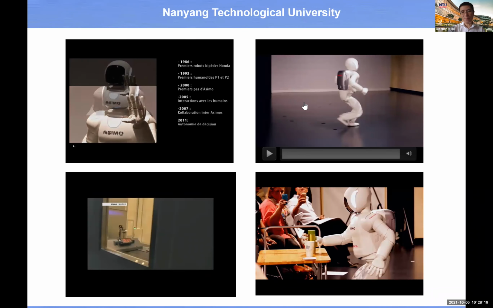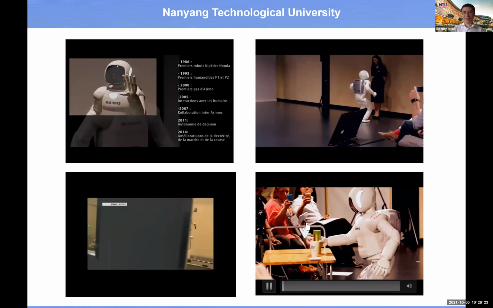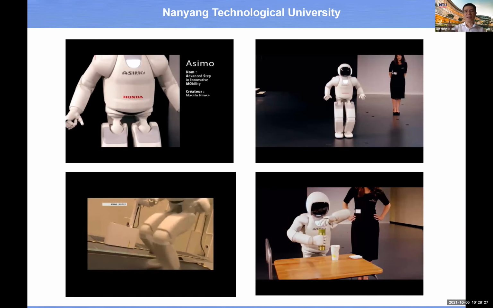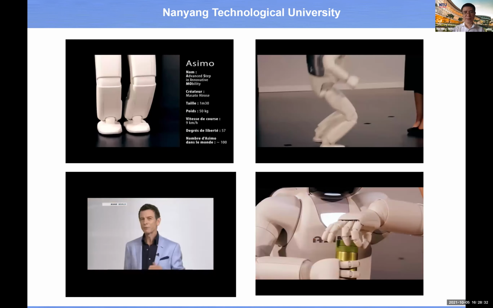And based on this knowledge, we should be able to implement it into the physical model. So these are the latest results from Honda's humanoid model.